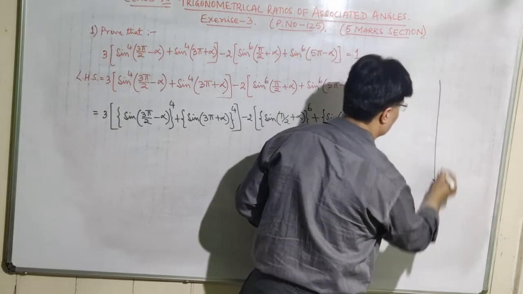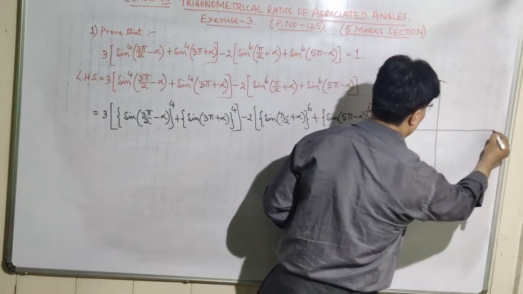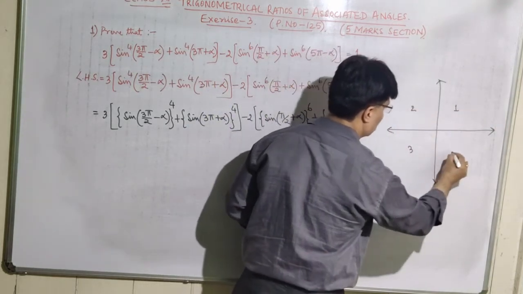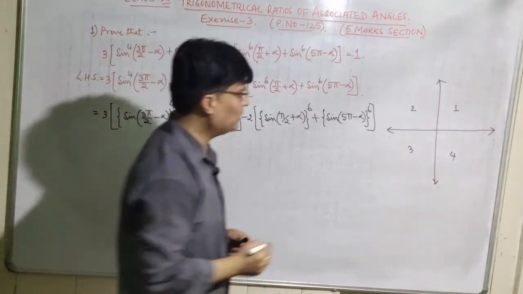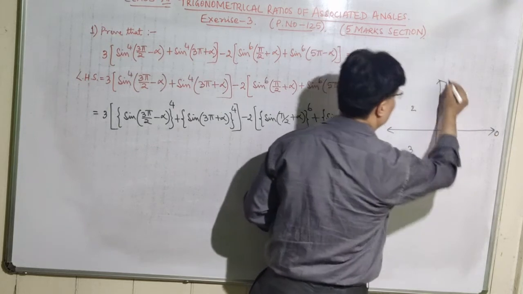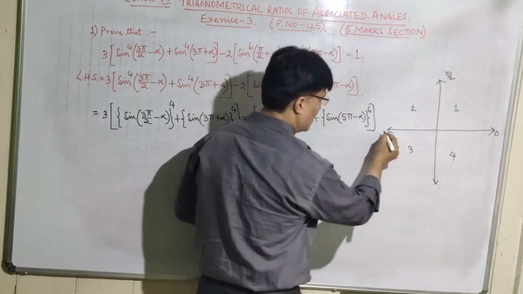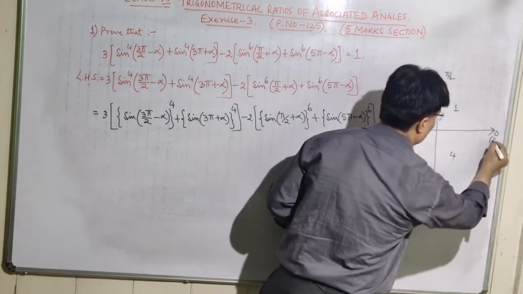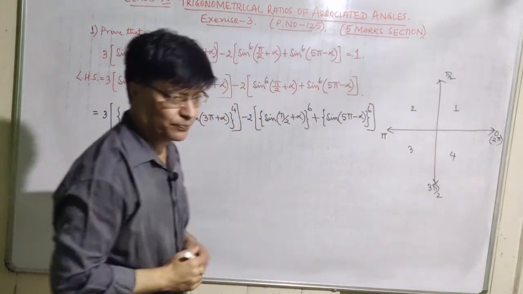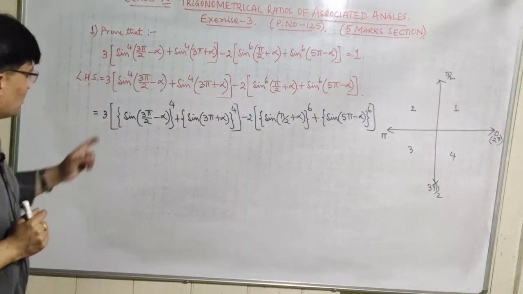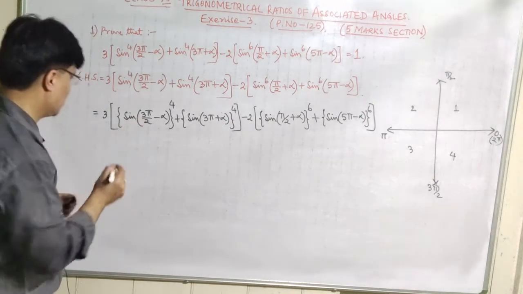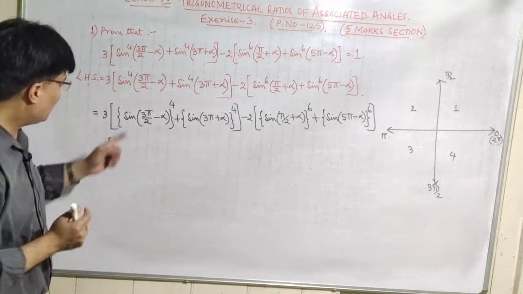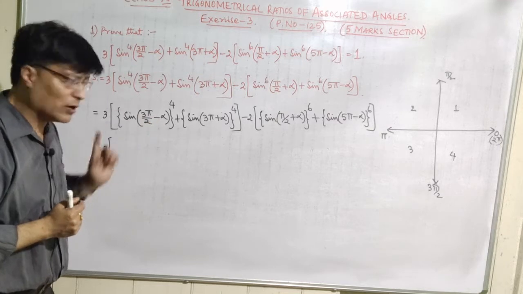So let us draw the quadrants here. You know, this is first quadrant, second quadrant, third quadrant, and this is your fourth quadrant. Let us write down the angles in radians. This is 0, this is your pi by 2, this is your pi, and this is your 3 pi by 2. And this 2 pi will coincide with 0. Now let us write down the formula for sine (3 pi by 2 minus alpha) first.